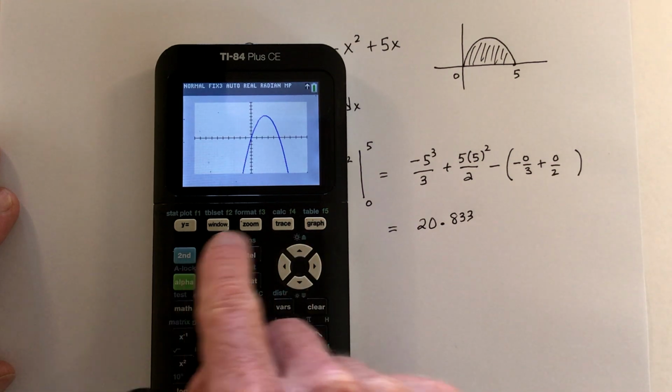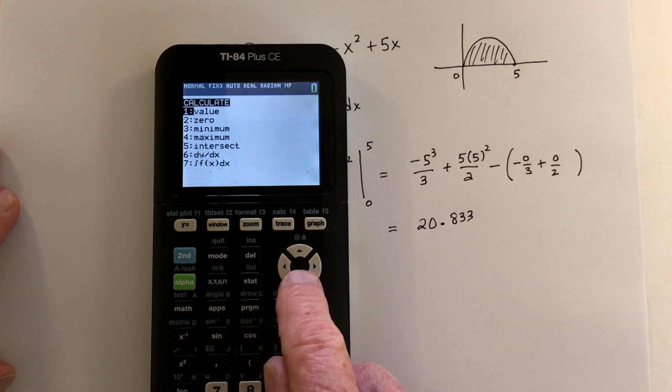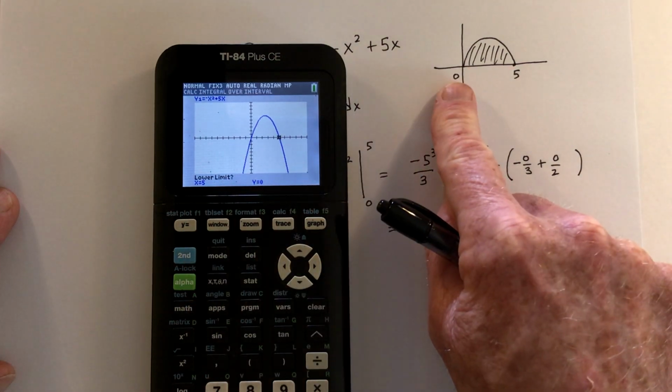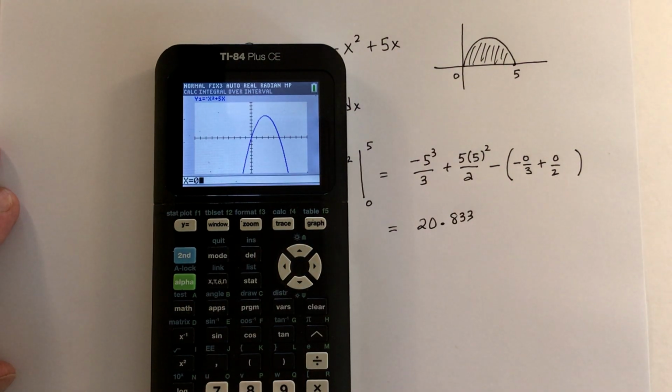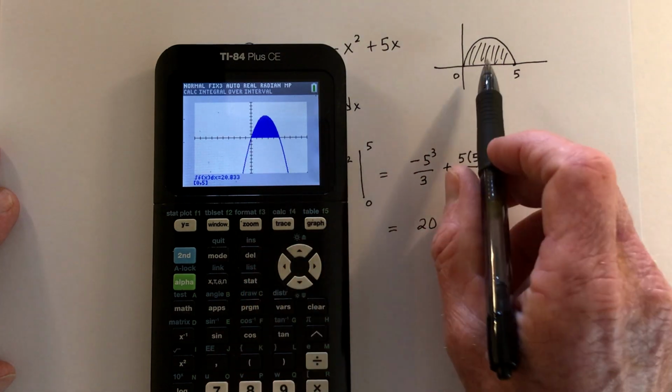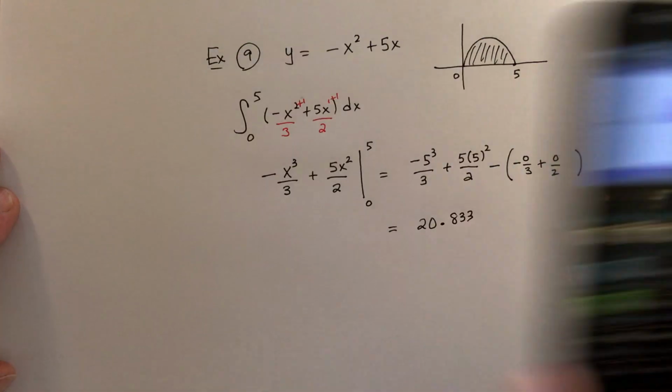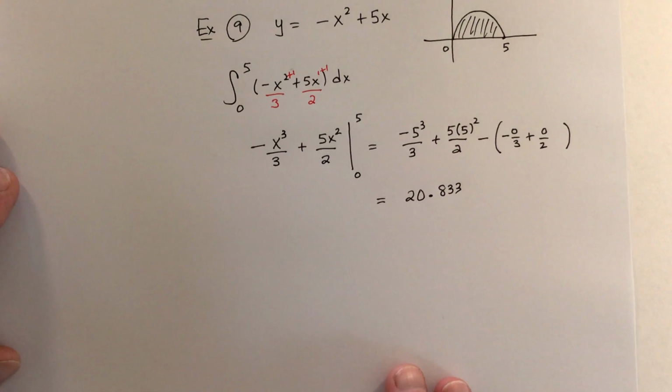So I can go second, calculate, and then use number 7. The lower limit is 0, so start at 0, and then hit enter. The upper limit is 5, and then hit enter, and then it will shade the area, just like I did. And it says you should have gotten the answer 20.833. All right, that's good. Now for the new part.